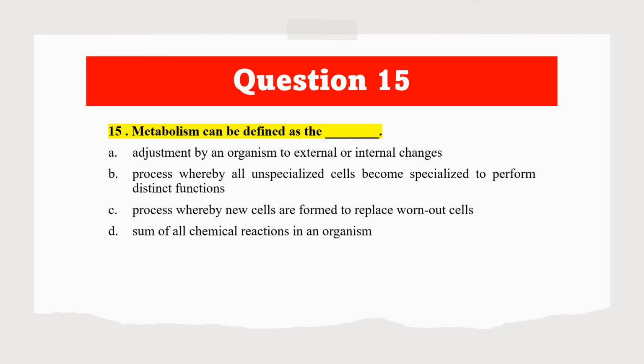Number 15. Metabolism can be defined as: A, adjustment by an organism to external or internal changes. B, processes whereby all unspecialized cells become specialized to perform distinct functions. C, process whereby new cells are formed to replace worn out cells. D, sum of all chemical reactions in an organism. So the answer is number D. Metabolism can be defined as the sum of all chemical reactions in an organism.